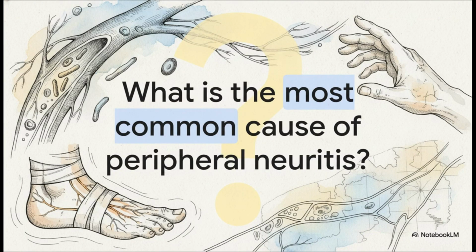To kick things off, let's start with a classic board-relevant question. Imagine you're sitting for your exams and you get hit with this. What is the most common cause of peripheral neuritis in the world? What instantly pops into your head? Is it diabetes? Maybe some obscure autoimmune neuropathy? Well, surprisingly enough, the answer is Hansen's disease, or leprosy.